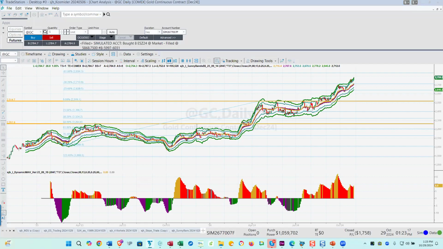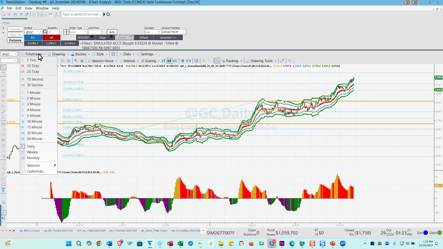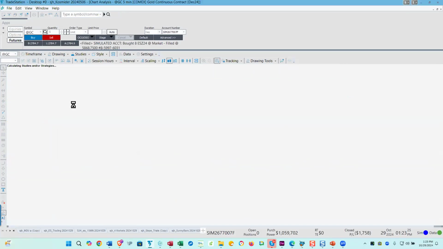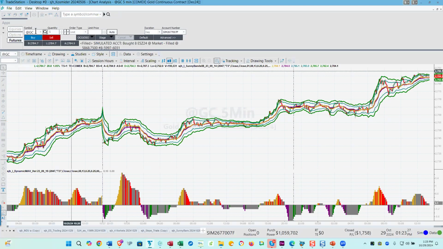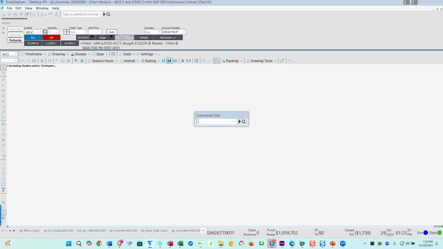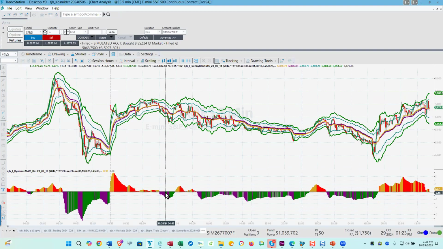Can it be used for ES intraday? Absolutely. Here we go. That's what I do. I trade a 5-minute chart of the ES. Here comes a 5-minute chart of gold. Now at ES, there's a 5-minute chart of the E-mini.